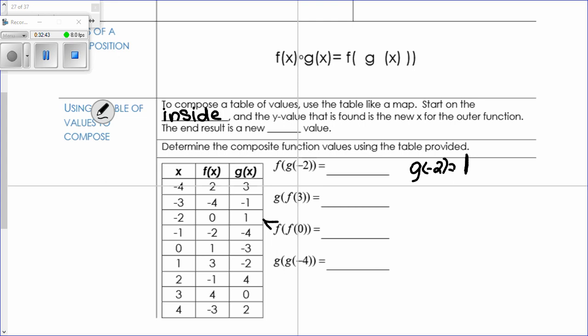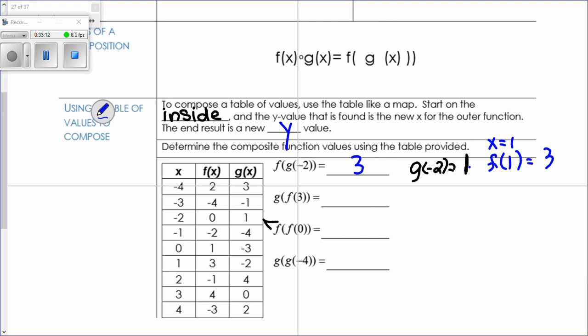Now, to get the full answer, I need f of what this number is. So I need f of 1. When x equals 1, what is the f value? Go down, it's 3. So we start on the inside, and then we move out. The end result will be a new y value.